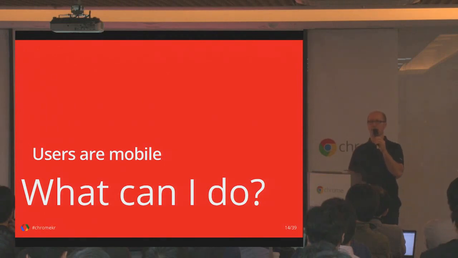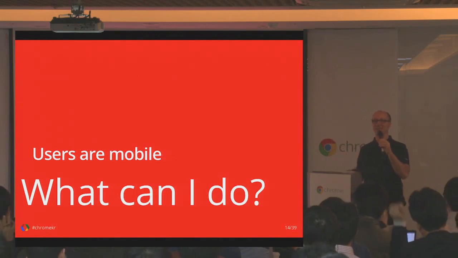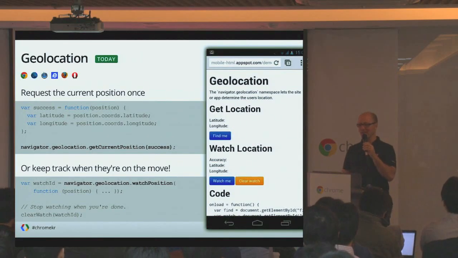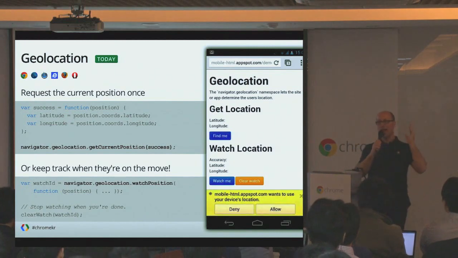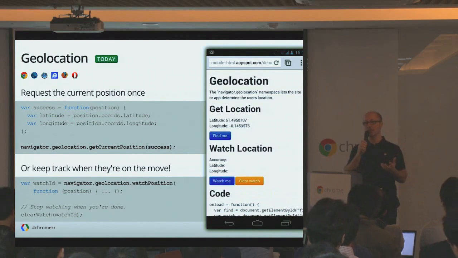Everybody's walking around with phones. Who has a smartphone? Oh, come on. This is Korea. Everybody has a smartphone. Right, you're walking around, so what can you do? How do you build a better experience for your developers when you're walking around with a smartphone? What you need is to take advantage of the fact that the phone is in your pocket.